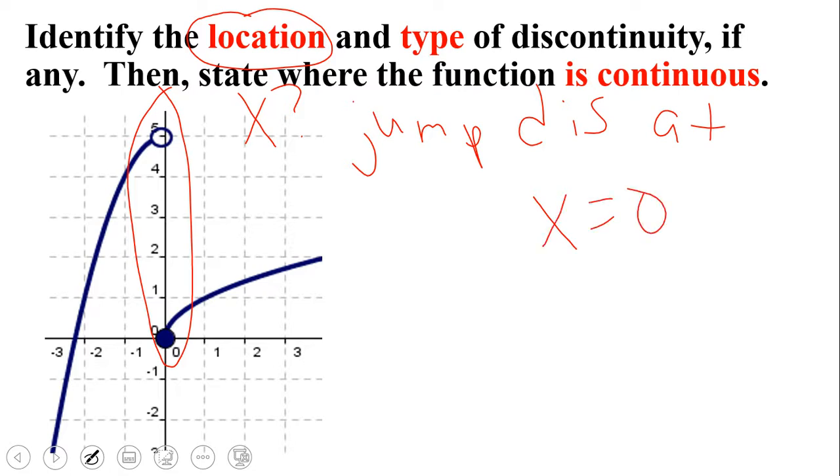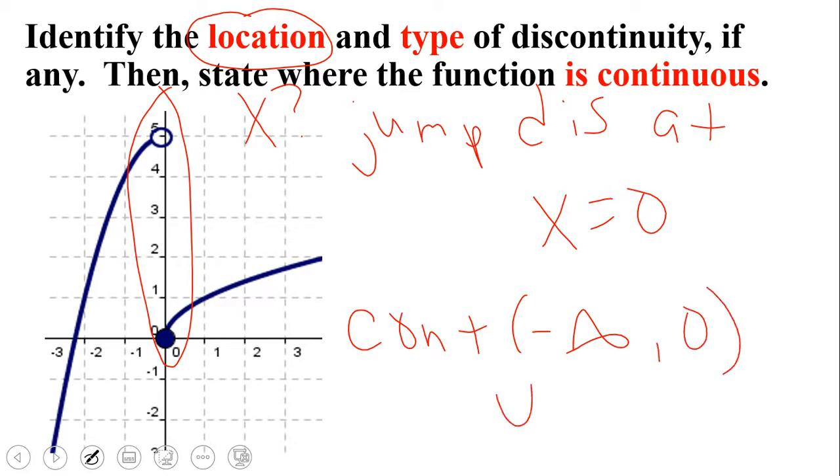Then, based on the picture, there are no other discontinuities, which means it is continuous everywhere except for 0. So you would say that it's continuous from negative infinity to 0, and then from 0 to infinity. Doesn't matter about the open or closed circle in this case. Basically, because the break is at 0, that's why you're going to use parentheses for both.